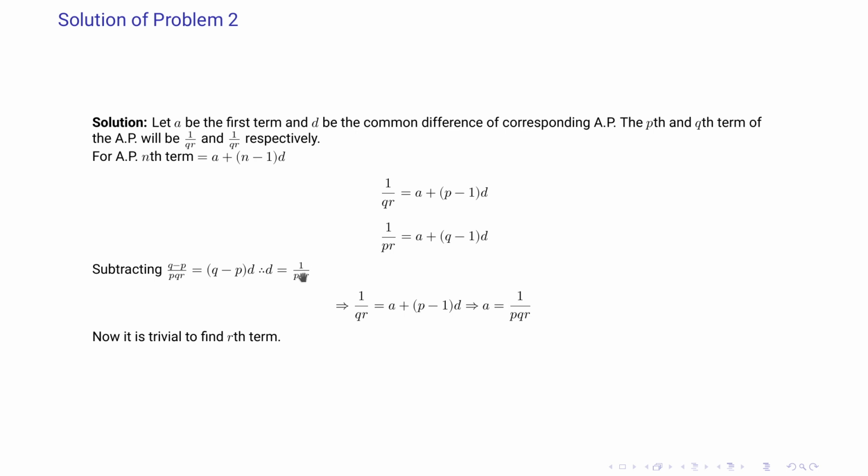Now we substitute this value of D in the pth term equation. So we get 1 by QR is equal to A plus (P minus 1) into D. We substitute D is equal to 1 by PQR, which gives us A is equal to 1 by PQR. Now we know A and D, so we can find out the rth term, and the rth term would be 1 by PQ. So the corresponding term in arithmetic progression would be PQ.